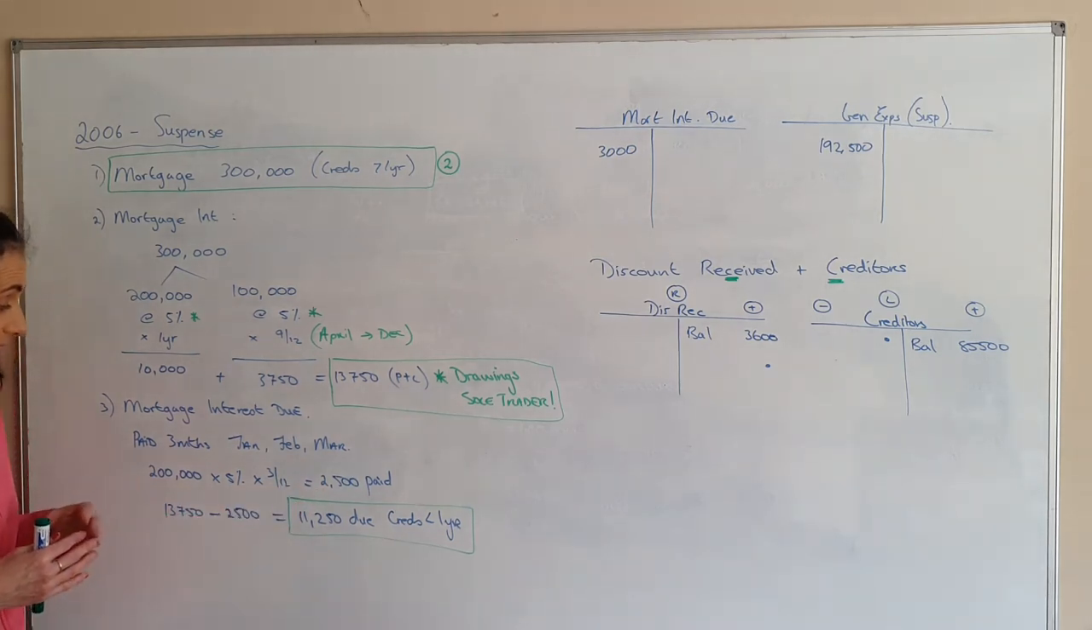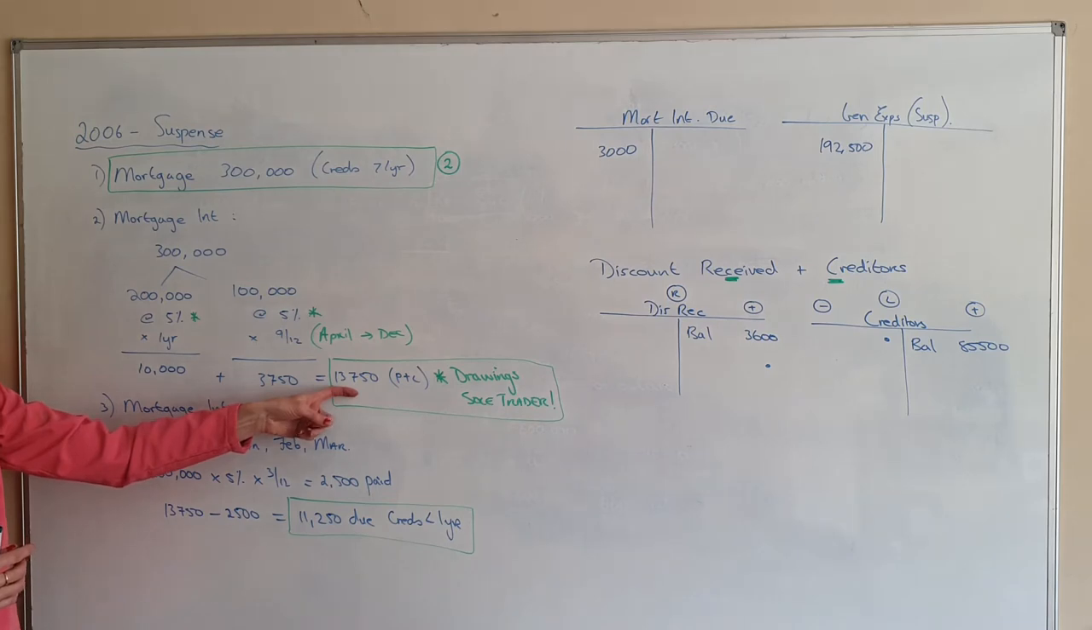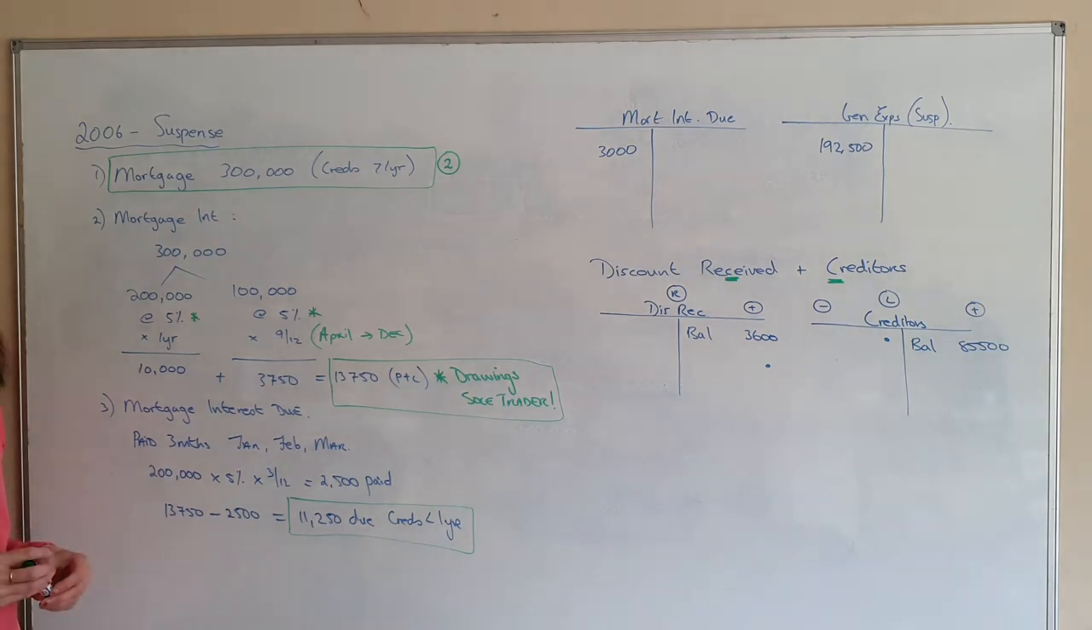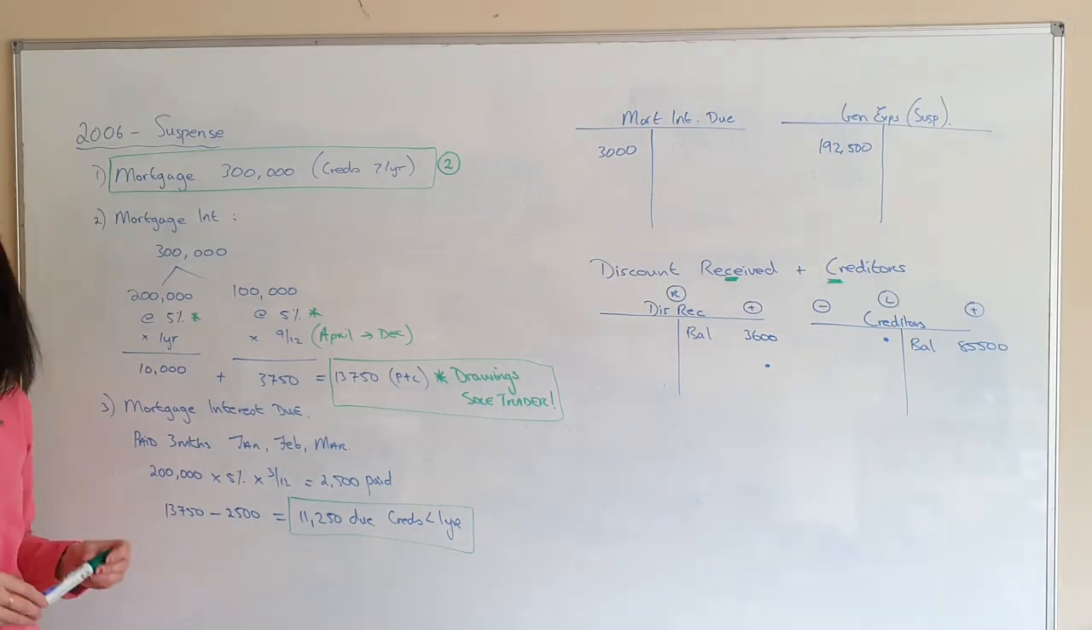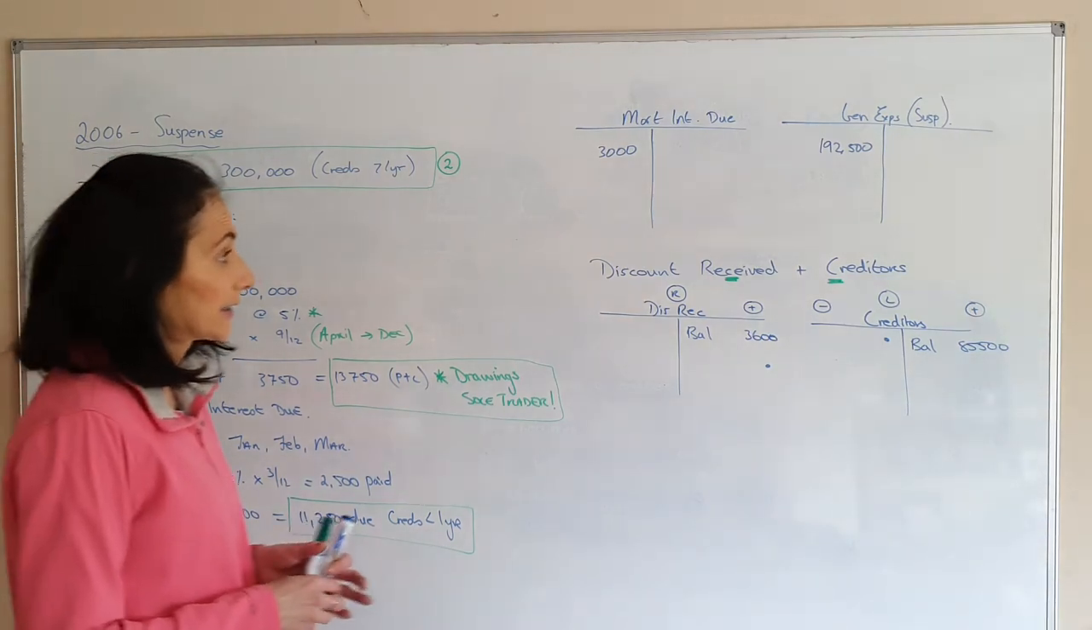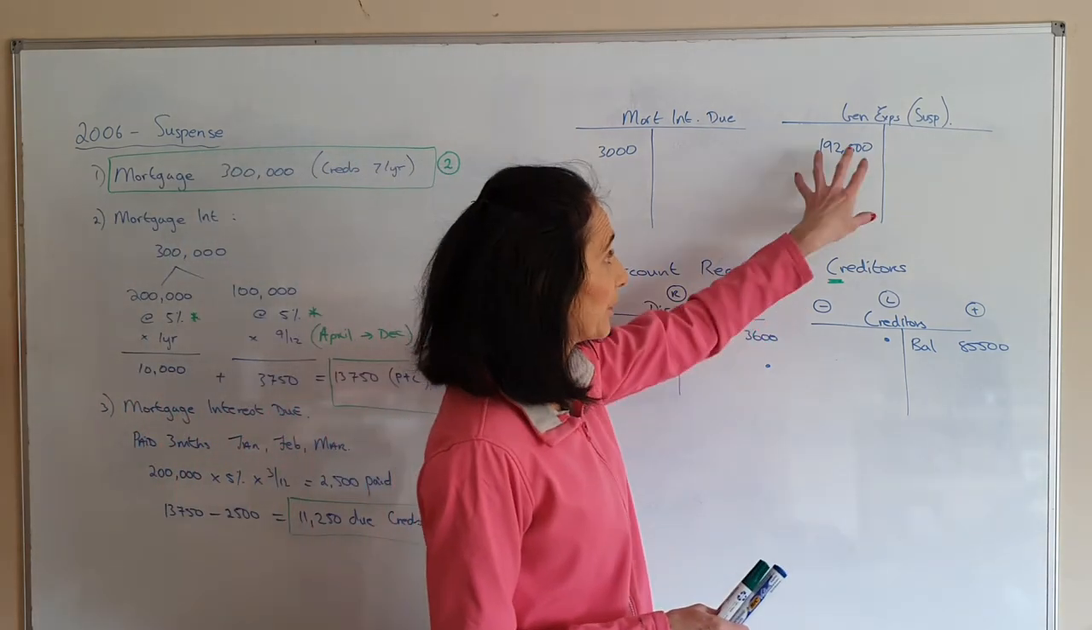So how much do I still owe? Well, this is what you're meant to pay. This is what you have paid. So this is what you owe, and that'll be 11,250. That goes into creditors less than 1 year. Okay, so the problem is in this question, it asked about the Suspense. And it said all your mistakes are Suspense put in your general expenses.